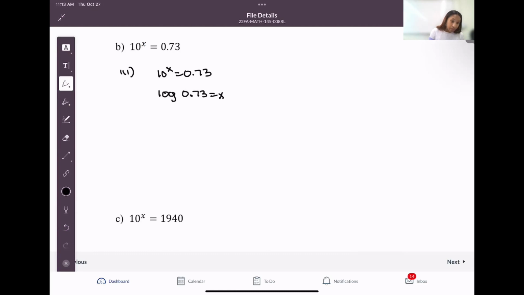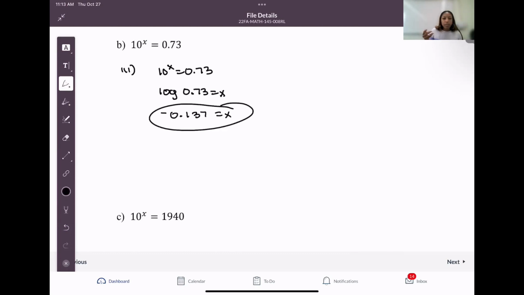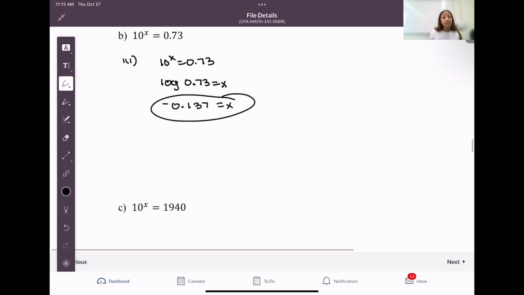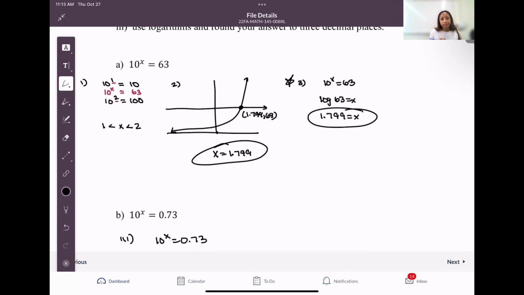Log of 0.73 is negative 0.137. And then remember what this means. You can check your answer. This is telling us that 10 to the negative 0.137 power should be equal to 0.73. You can also solve that graphically and estimate your answer too. On your lab, you'll have a problem where you have to do all 3 of these steps.